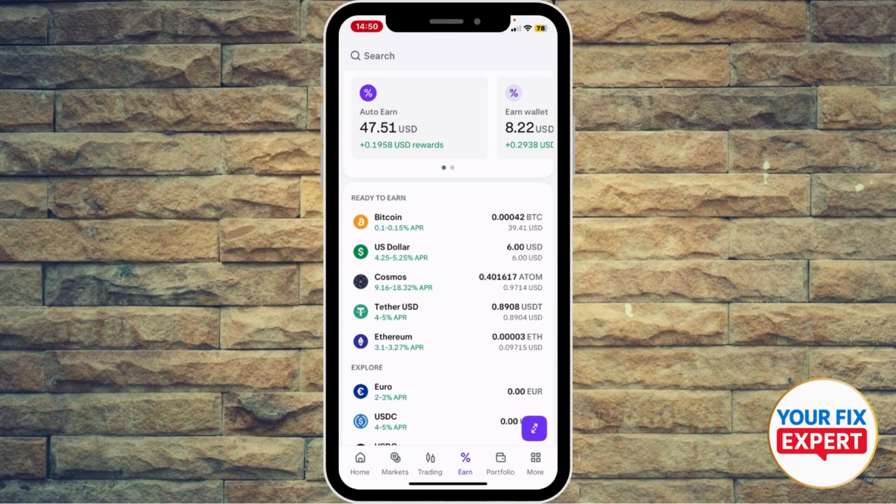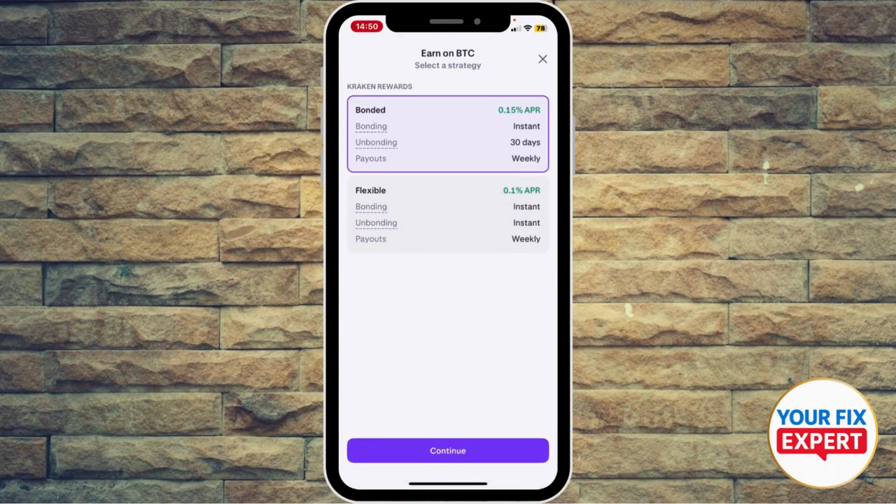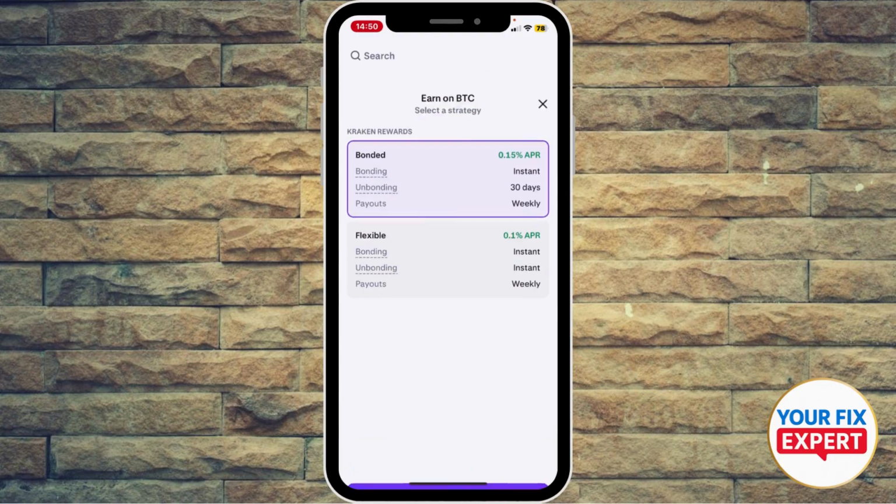So choose Bitcoin, for example, and I have two options. You can stake bonded or flexible, where you're basically gonna earn 0.15% APR after you stay consistent. It's important to stay consistent with the market, right? So if you want to stake using Bitcoin and you want just slow growth, use the Kraken staking feature.